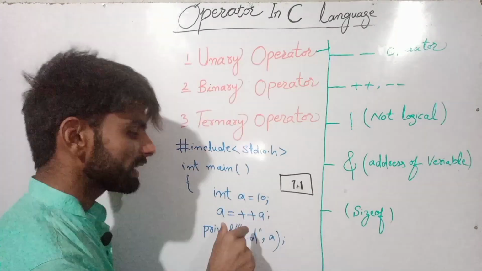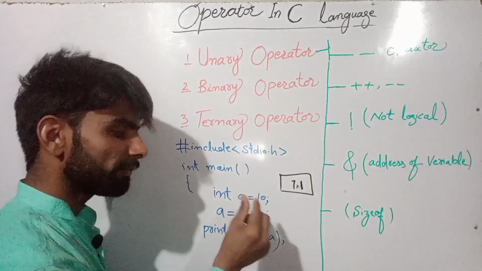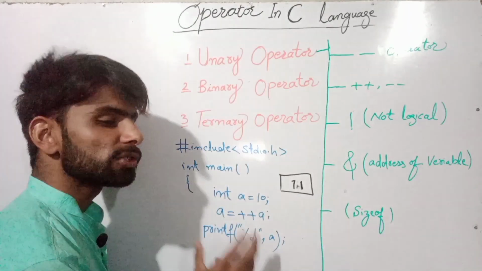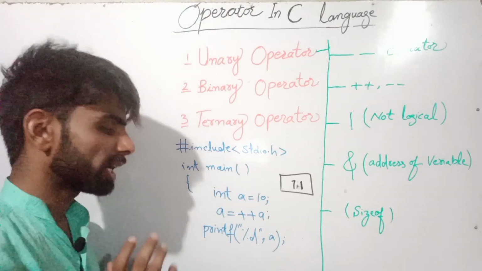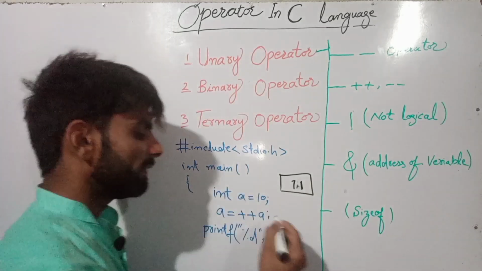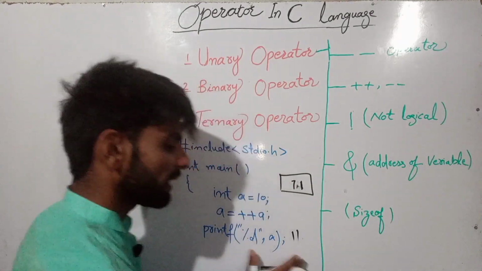Now we will write the increment before the variable, then what will happen? Now this statement is executed. First it is incremented by 1, and this variable value is used in the next process of the program. So now the value 11 is printed on the screen, right?